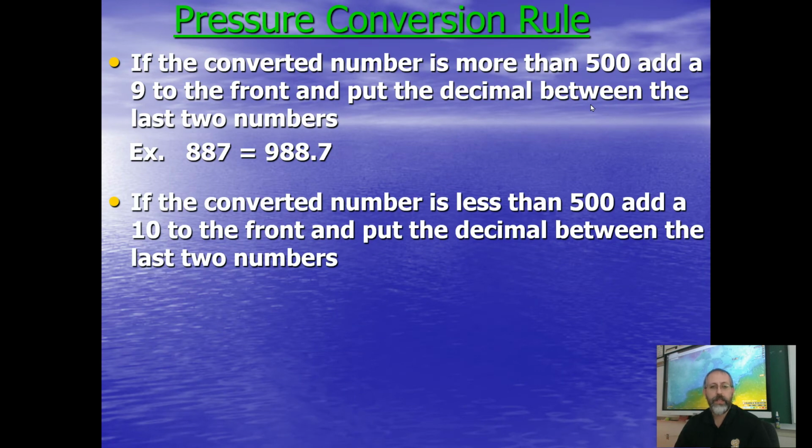If the converted number is less than 500, you're going to put a 10 on the front. It needs a little more help. It's a smaller number, so give it the bigger help, and the decimal point between the last two digits. So it might be 132 you saw on the station model. Well, less than 500, so you're going to put a 10 on the front, decimal point between the last two digits.